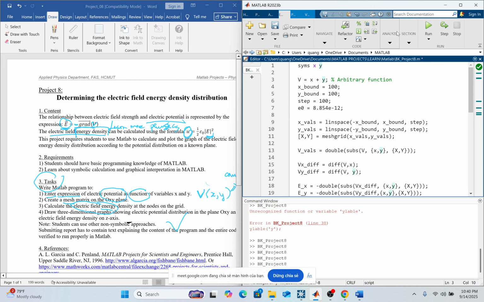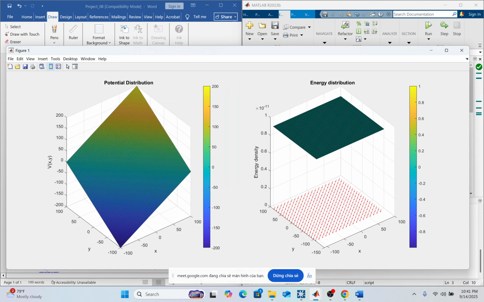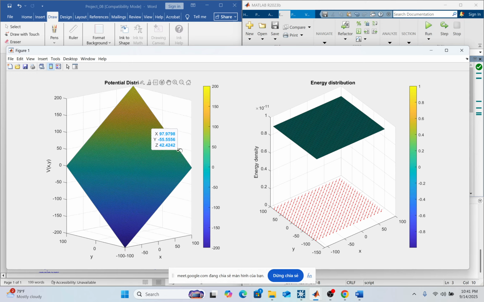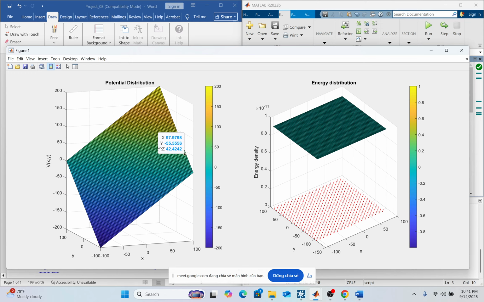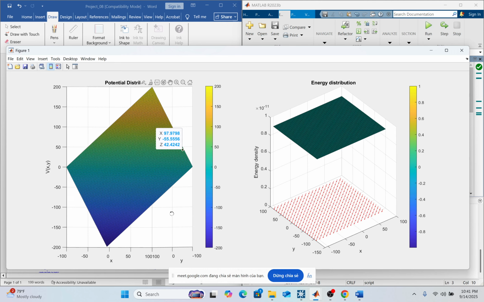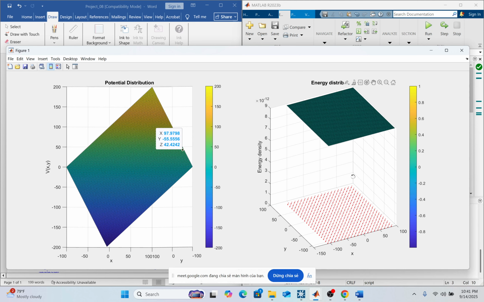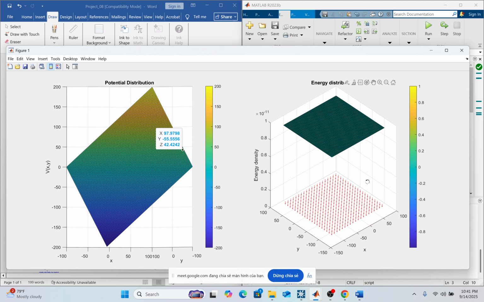Maybe x plus y, a very simple function, and we will see that it has this shape, a flat plane, right? Because x plus y is basically the formula for a plane, so it's going to have a plane here, and because the gradient of v is a constant, right? Because you know the derivative of a straight line is a constant, so the derivative of a surface is also a constant with respect to each axis, and your electric field will look like this, all pointing in the same direction with the same energy density.